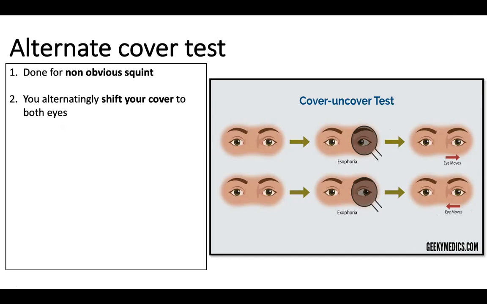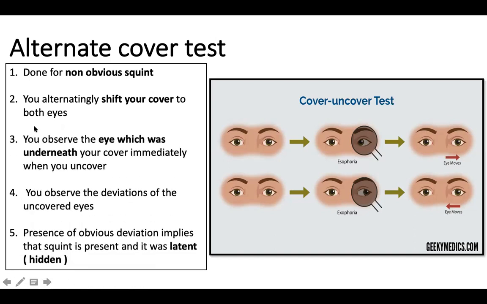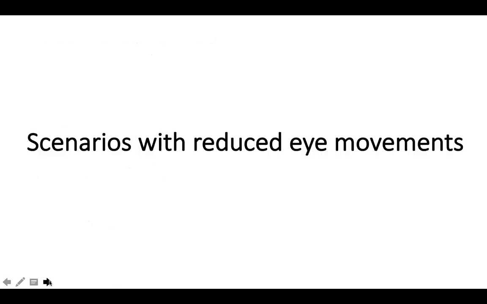So when the eye moves outward once you remove the cover, you know there was a hidden esophoria, and if the eye moves inwards once you remove the cover, you know there is a hidden exophoria or a hidden outward squint. So you alternatingly shift your cover and observe the eye which was underneath the cover. When you observe the deviations of the uncovered eyes, the presence of obvious deviation implies that a squint is present and it was very latent. So this is an alternate cover test.